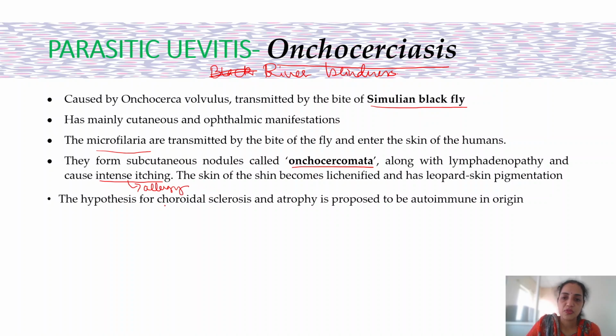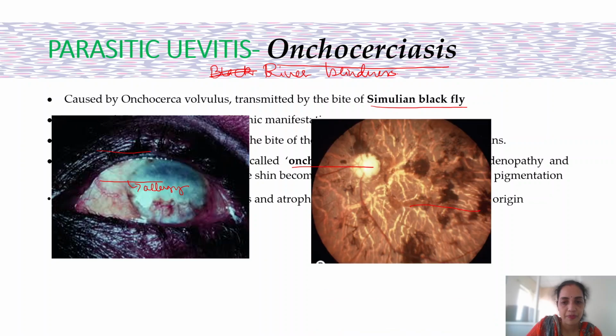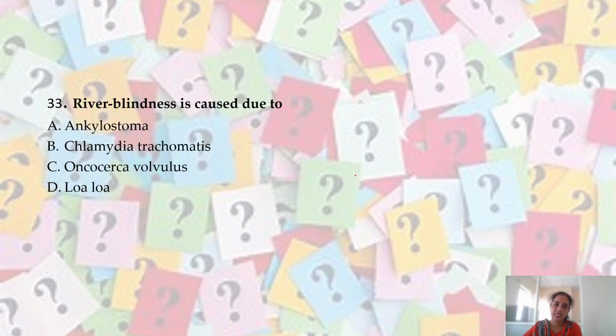So the hypothesis for choroidal sclerosis and atrophy is proposed to be autoimmune in origin. So there is some sort of autoimmune allergy that is causing these manifestations. So what happens in the cornea? There is sclerosing keratitis. In the sense, there is keratitis, following which there is formation of an opacity like a sclera, and in the retina there is diffuse choroidal retinal atrophy. So again, causing blindness. So these are the two causes of blindness in onchocerciasis.